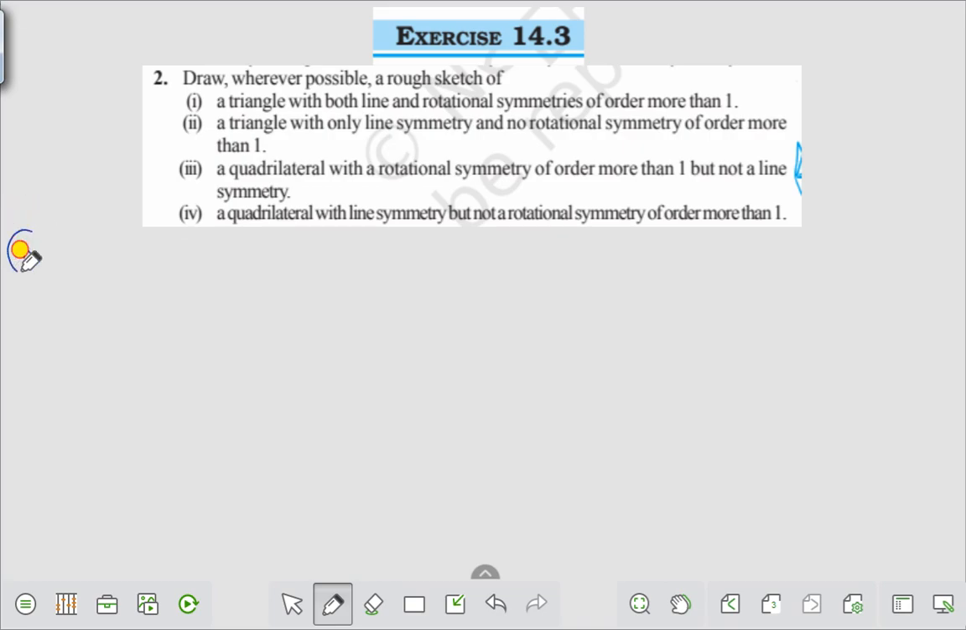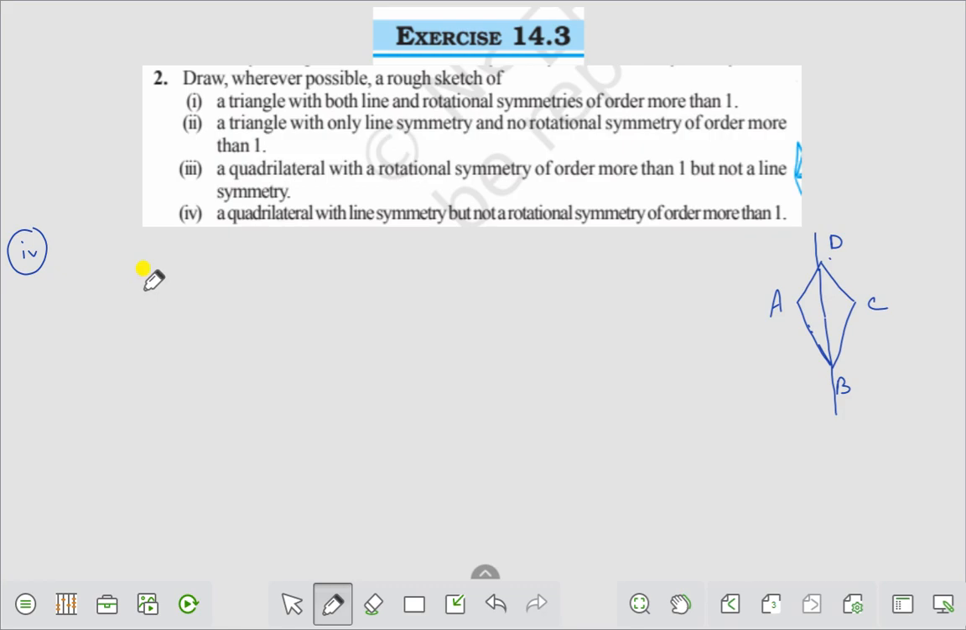If I draw a kite, it is like this. We name it A, B, C, D. Here it is a quadrilateral and it has a line symmetry. See, this one is a line of symmetry in this way. It has line symmetry but not a rotational symmetry of order more than 1. If we rotate 4 times, it comes again to this position. That is, the order of rotational symmetry is not more than 1.